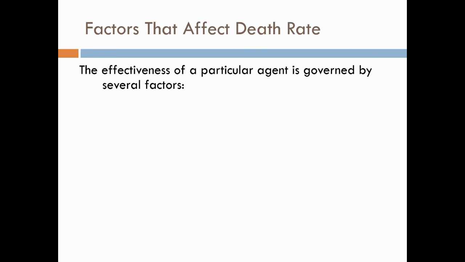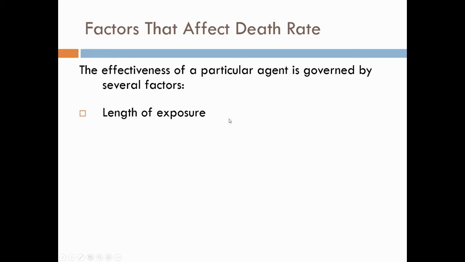Factors that affect the death rate. So how fast are things going to die? How fast is this curve going to decline? The effectiveness of any particular control agent or microbicidal agent is governed by several factors. This is really important. You can see a lot of examples of poor microbial control going on right now, as people spray with disinfectant and then wipe the surface immediately, or spray with disinfectant and then wipe multiple surfaces using the same cloth over and over.